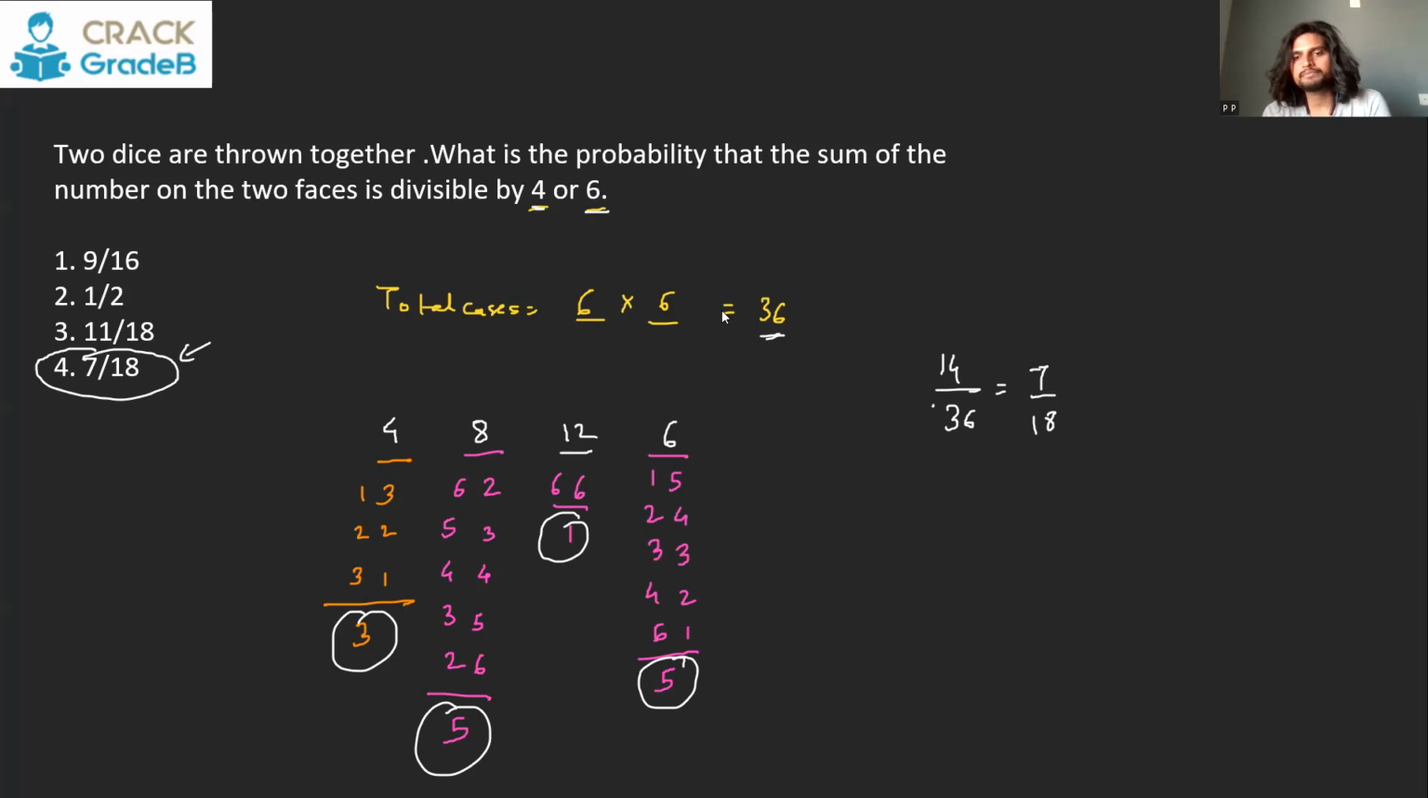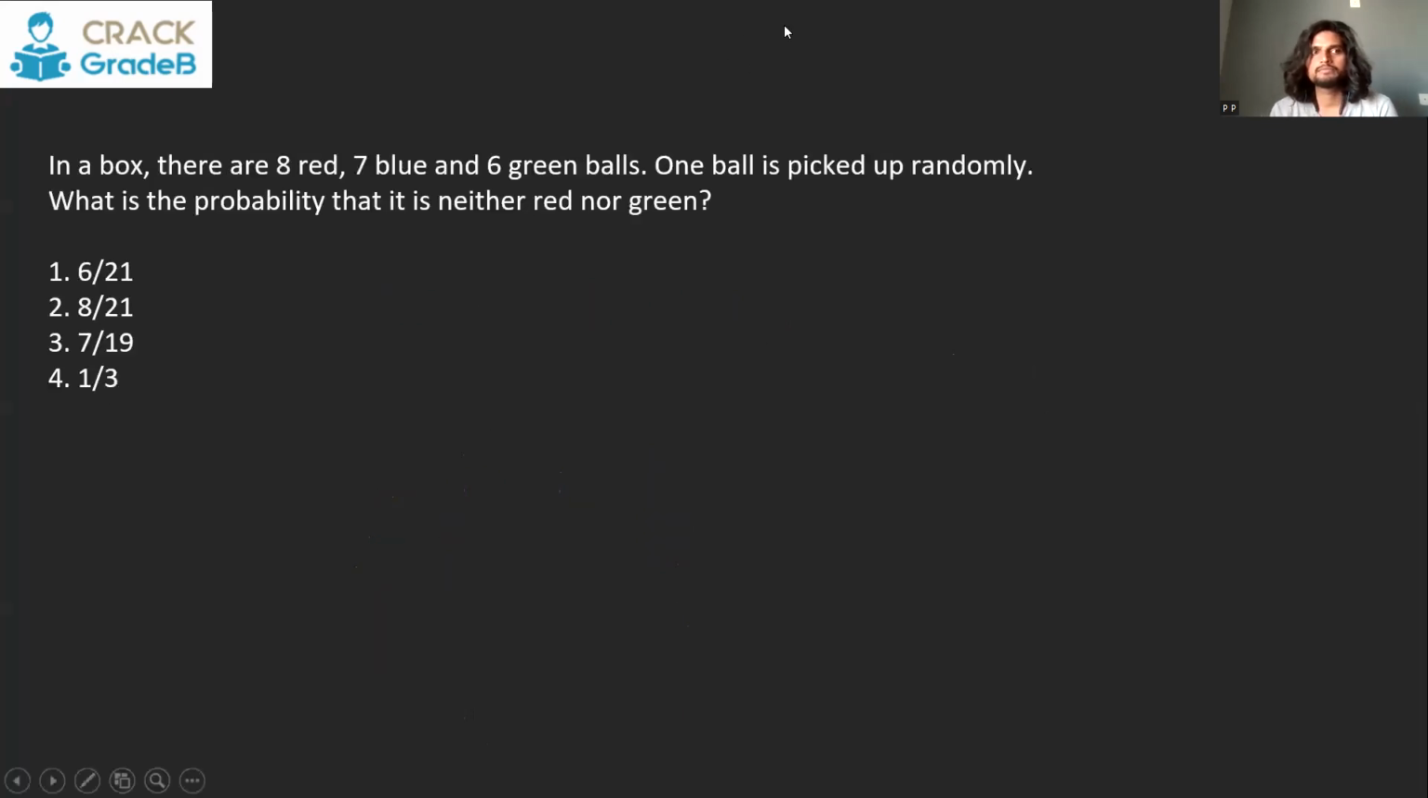Let's see one more. In a box, there are 8 red, 7 blue, 6 green balls. One ball is picked up randomly. What is the probability that it is neither red nor green? Because you are drawing just one ball, you don't have to write in terms of C. You can directly write in the denominator the total number of balls.